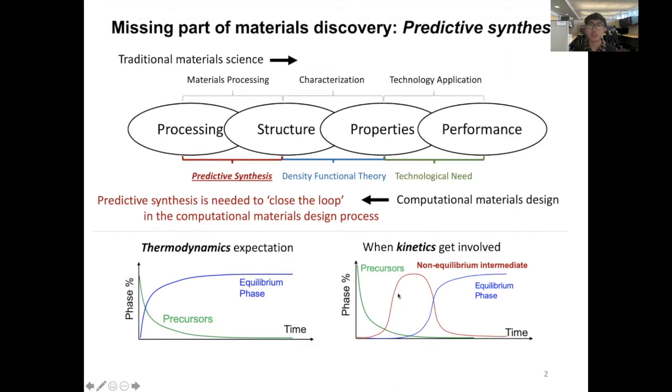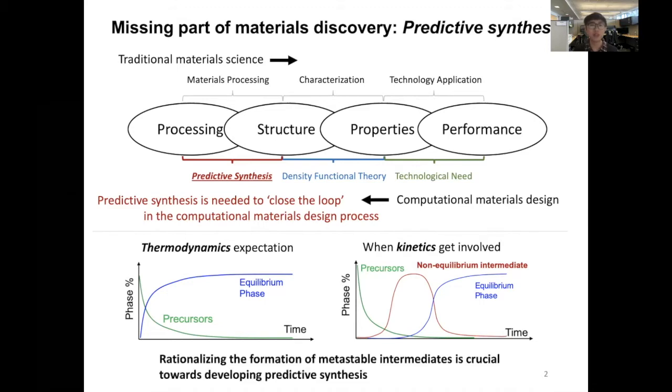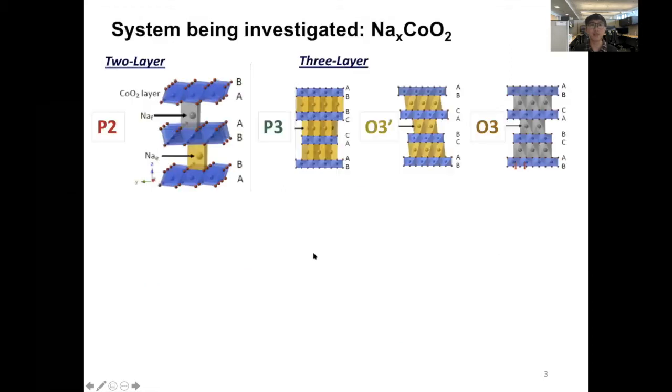The long-lived metastable intermediates can either persist as impurity phases or structurally template the phase transformation pathway. Therefore, a guiding principle to rationalize the formation of metastable intermediates is a crucial part of understanding materials synthesis. In this work, we systematically studied the solid-state synthesis of sodium layered oxides because technologically they are important sodium-ion cathode materials and they have multiple phases of similar structure and composition, which makes them a perfect system to demonstrate the complicated phase formation pathway.